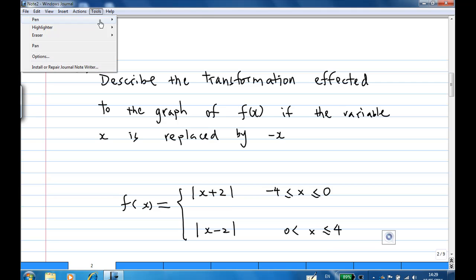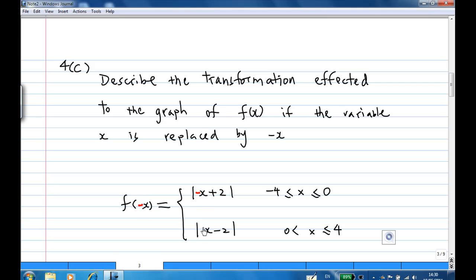Now I change the x to minus x. So we have a new function now. How does the graph of this new function look like?